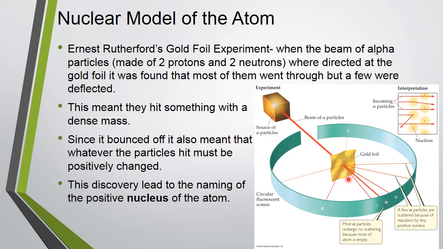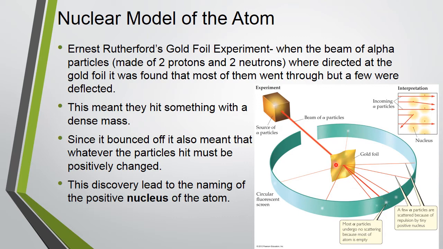So they shot this beam of alpha particles at the gold foil, and we found that most of the places where the fluorescence, the screen got excited, was directly behind the gold foil, which means that most of the particles went straight through the gold foil.